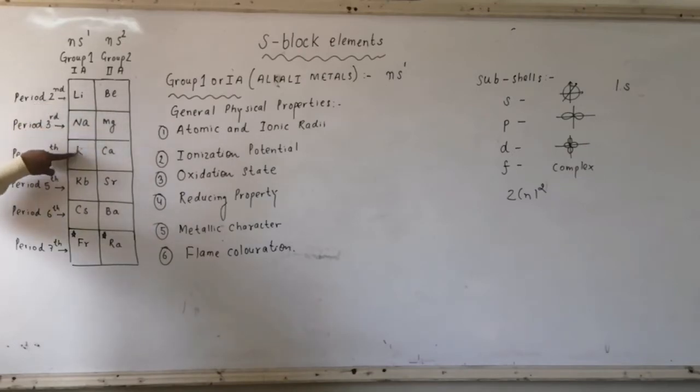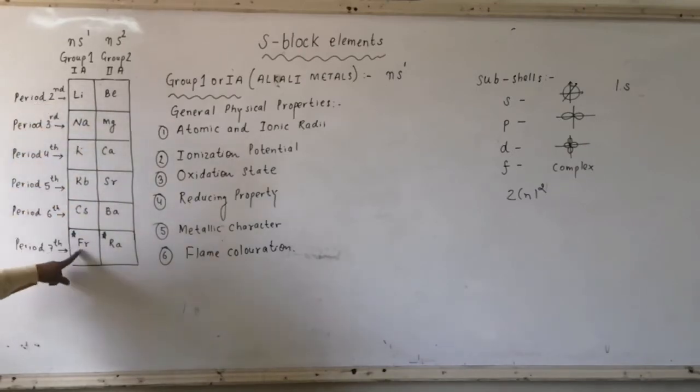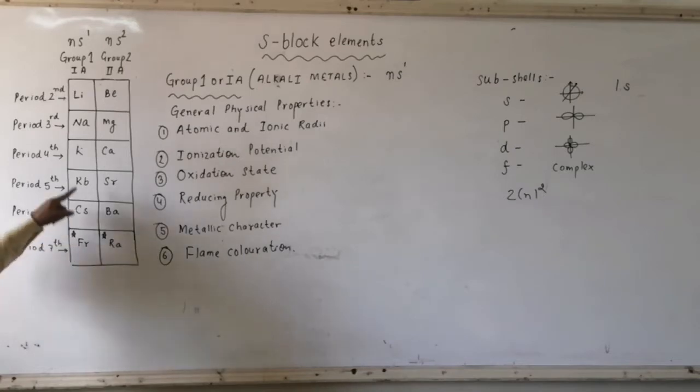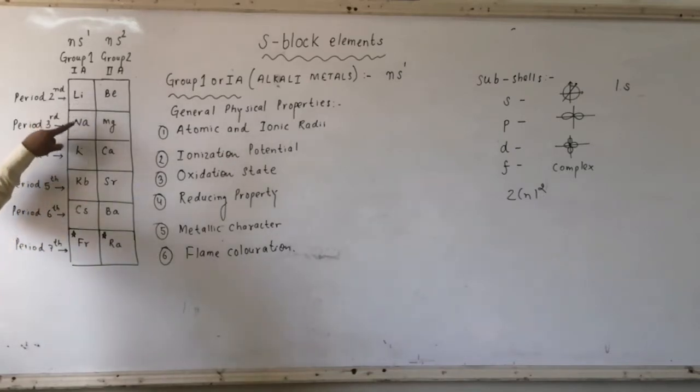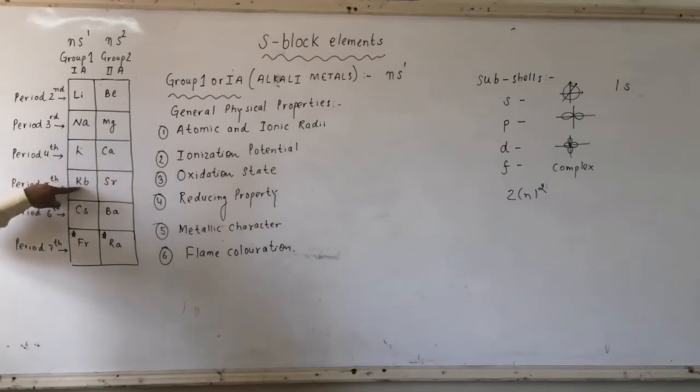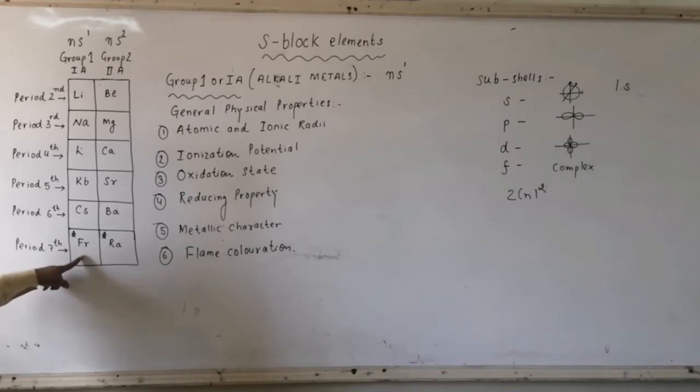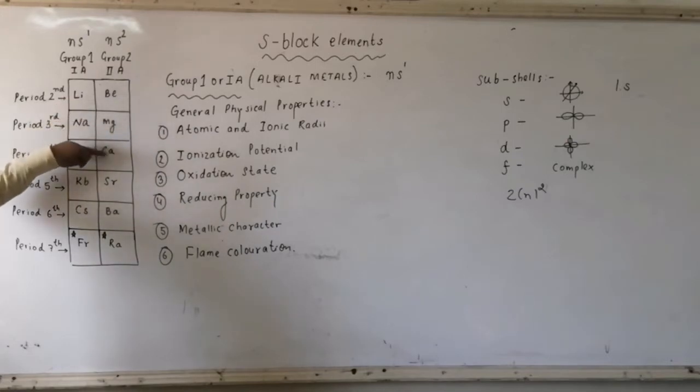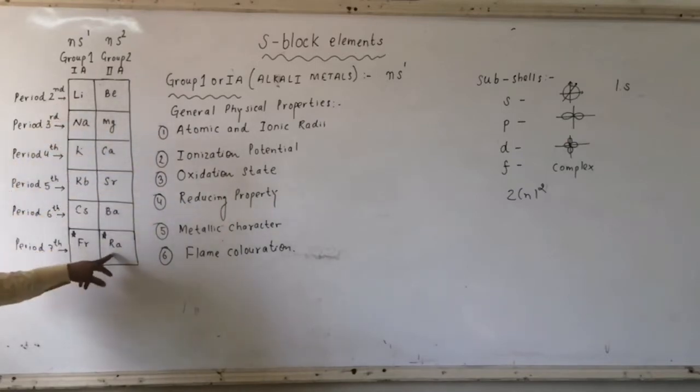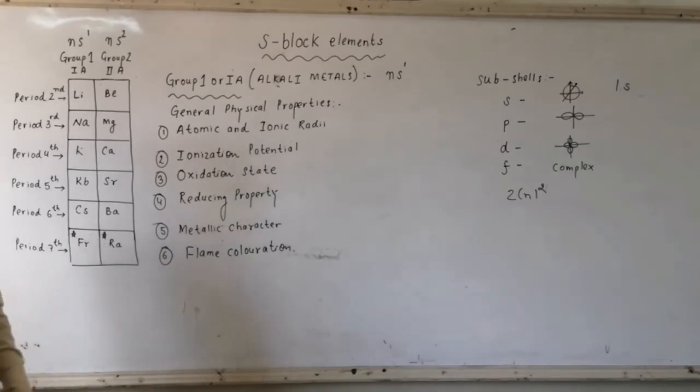Lithium 2s1, sodium 3s1, potassium 4s1, rubidium 5s1, cesium 6s1, francium 7s1. Francium is radioactive in nature. Then group 2 or second A: beryllium, magnesium, calcium, strontium, barium and radium. Again, radium is radioactive in nature. It emits harmful radiations like alpha, beta and gamma.